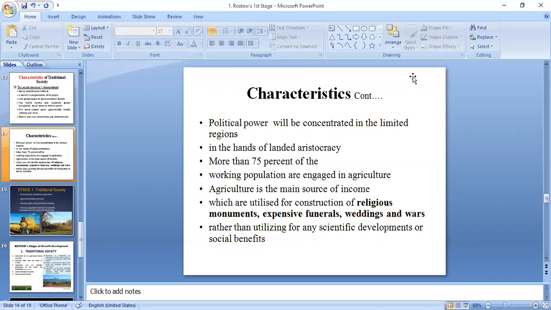So whenever a society or country is utilizing most of its finance for constructing religious monuments, expensive funerals, weddings, a war, ഒരുപാട് യുദ്ധത്തിന് വേണ്ടി ചെലവാക്കുക, ഇങ്ങനെയൊക്കെയുള്ള രാജ്യങ്ങളാണെങ്കിൽ ഉറപ്പിക്കാം that kind of country is in the first stage. വളരെ പ്രിമിറ്റീവ് ആയിട്ടുള്ള ഫസ്റ്റ് സ്റ്റേജിലാണ് അത് നിലനിൽക്കുന്നത്. It is the first stage, that is the traditional society.